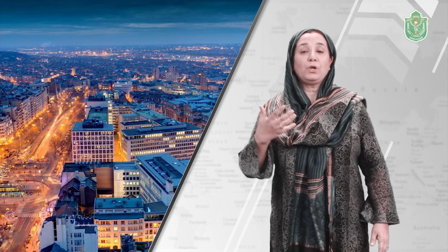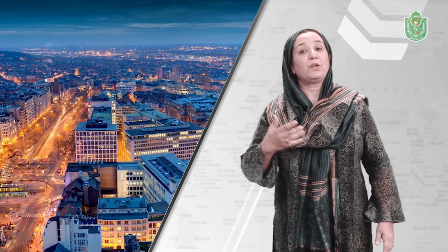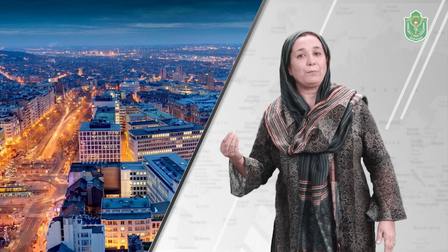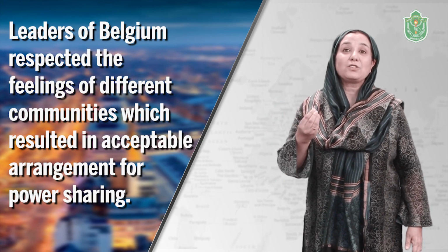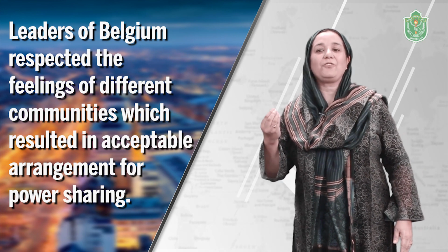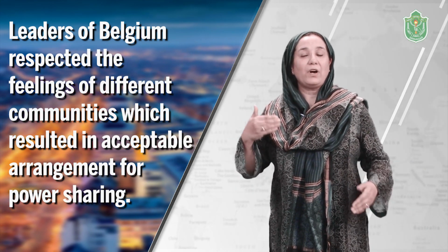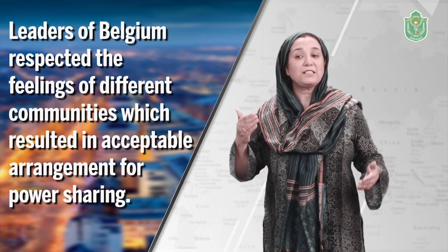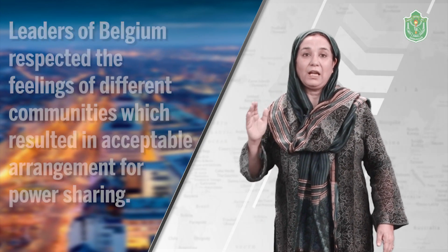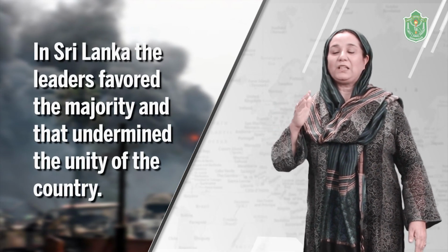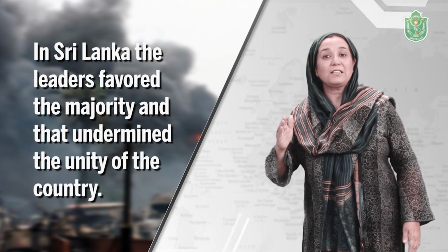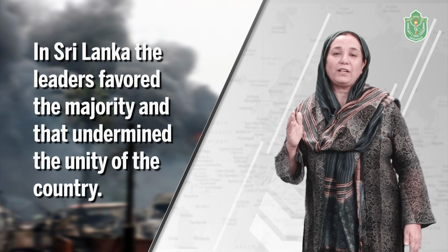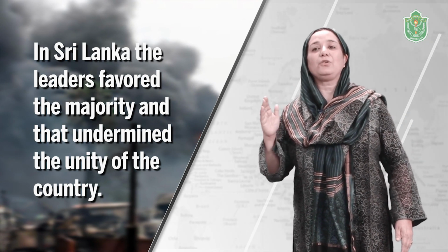Now, what is the outcome? We have studied stories from two countries, the way they shared their power. Remember, children, both of them have democracies. Now what did the leaders of Belgium do? They respected the feelings of different communities and gave the world an acceptable arrangement for power sharing. What did the leaders in Sri Lanka do? They favored the majority community, that is, the Sinhalese. And what did that do in turn? It undermined the unity of the country.